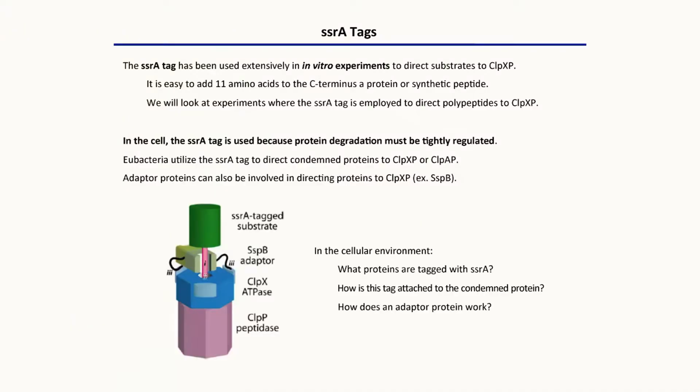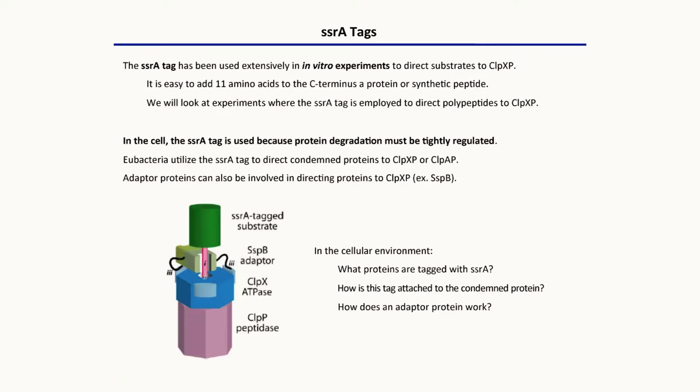And so effectively, this SsrA tag, say in E. coli, is used, one, because protein degradation needs to be tightly regulated, but two, it's used for dealing with proteins that have exhibited stalled translation. So this discussion is going to bring us back to the ribosome here. So we want to ask what proteins in the cell are tagged with SsrA. How is the tag attached to the protein as well here?